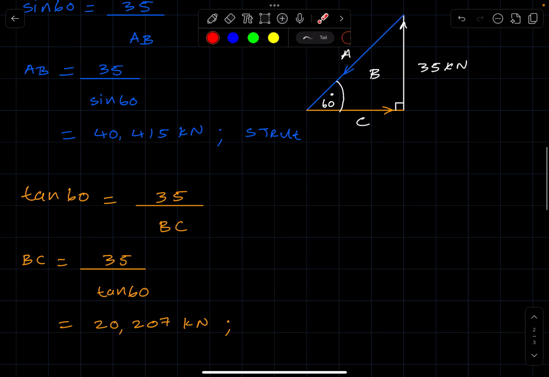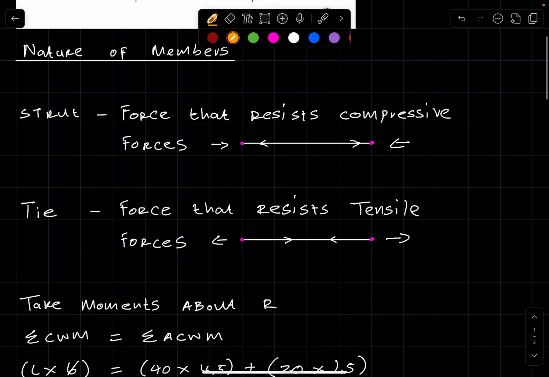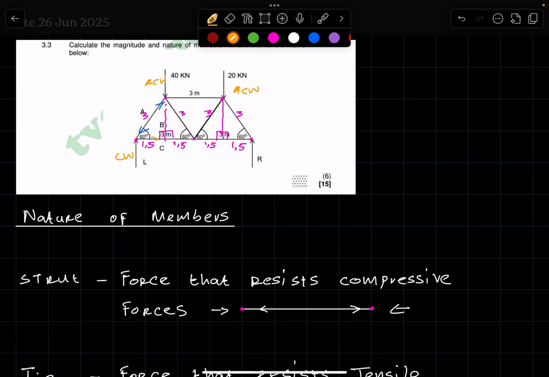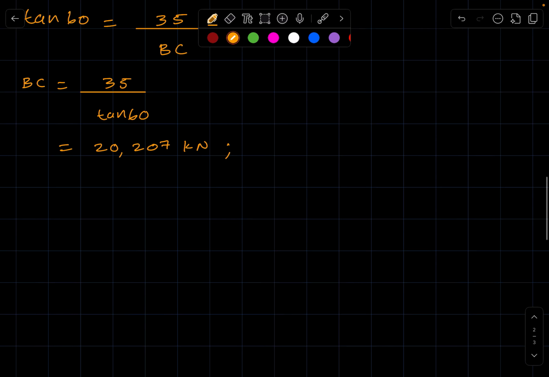In terms of the nature, we go back to the triangle. You look at the direction of the member BC. It is headed in that direction, meaning this is headed in that direction. If it's headed in this direction, it means it is going away from the joint that we are looking at. Because it's headed away from the joint, it means it is a tie. So this here is a tie.